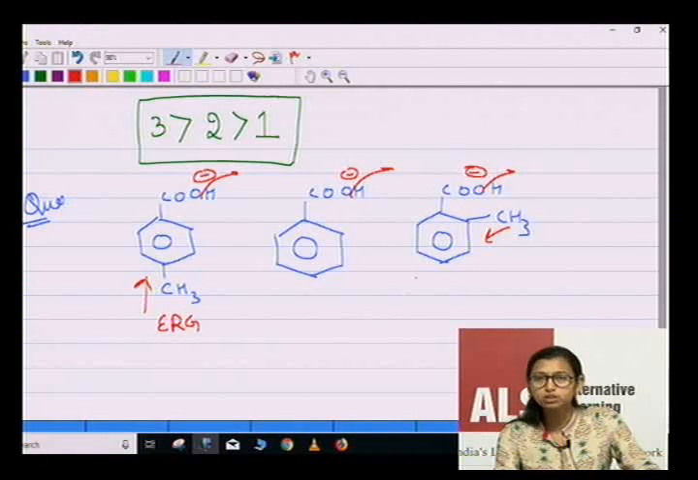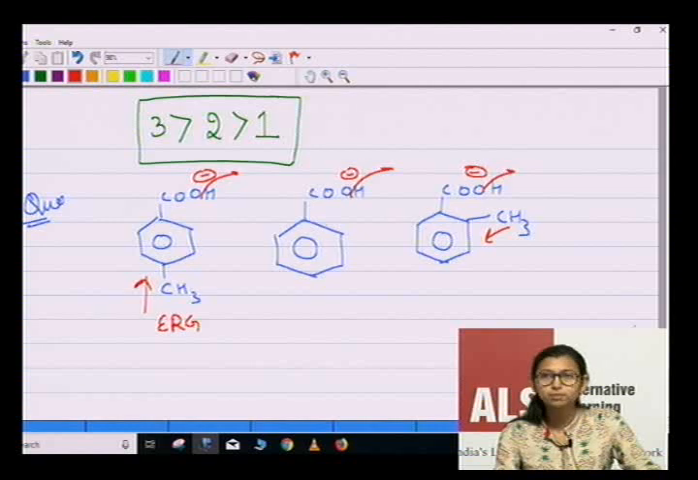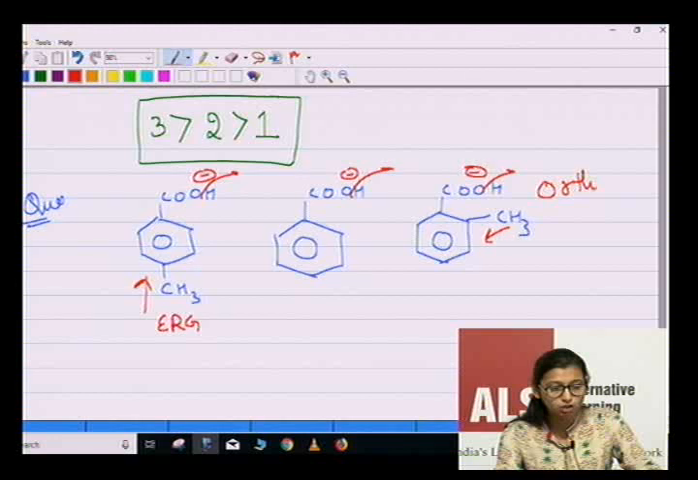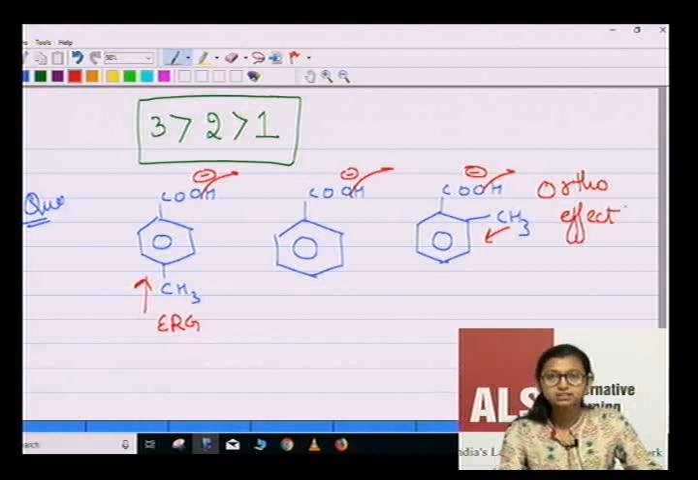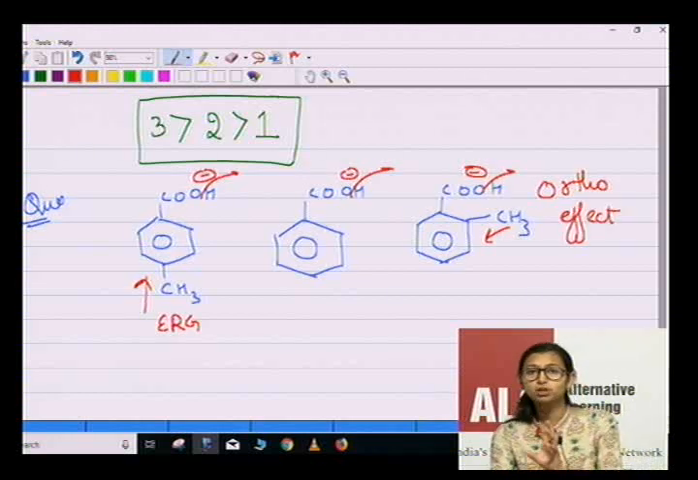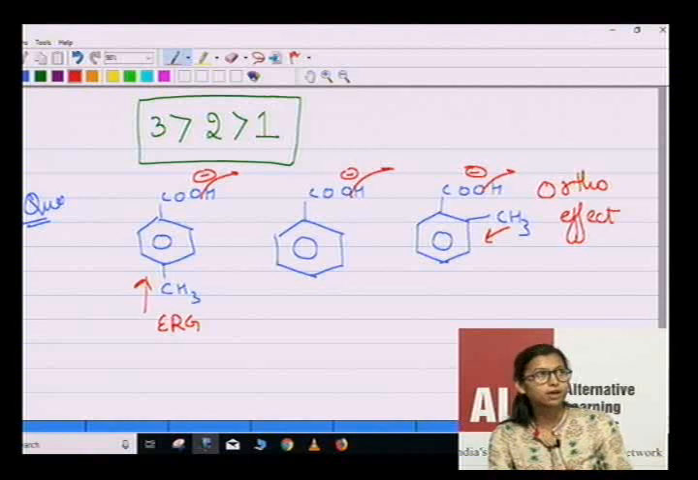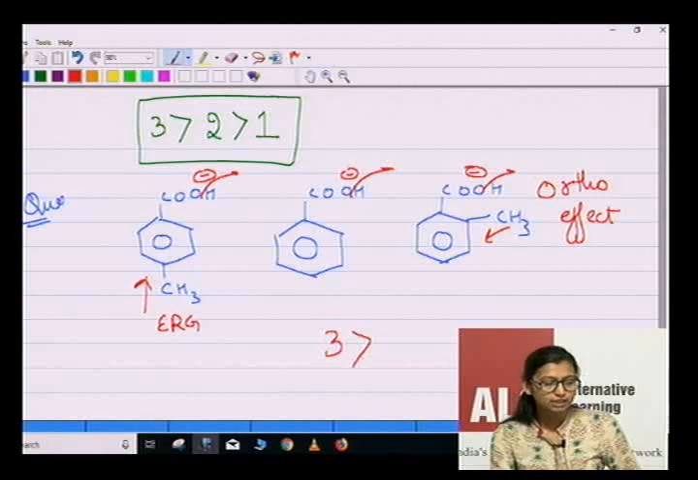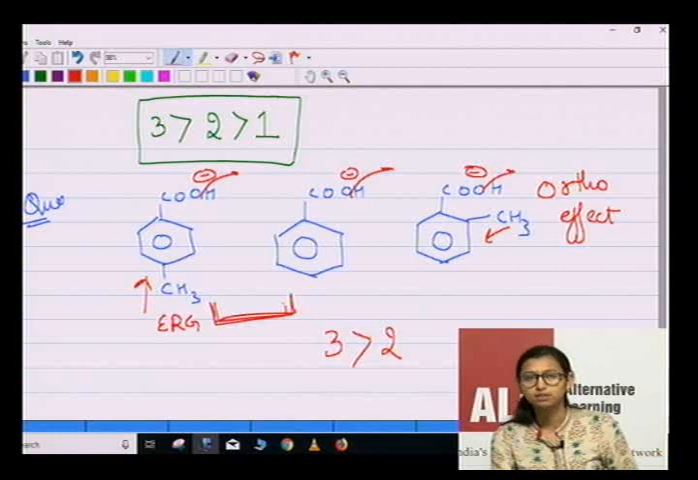If I forget about the ortho effect, the answer will be different. But at the same time, we know that here we will have the ortho effect, and the ortho effect says that particular compound will be the more acidic one. Yes, very good. Your answer is correct. So it will be 3, then 2, because if I compare only the second and first, this will go last, because it is destabilizing it.